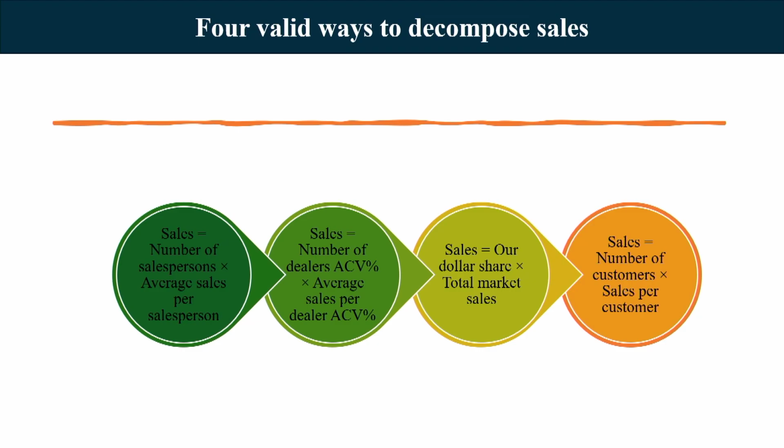Second dimension from which we can look into sales is the intensity of distribution. Number of dealers, ACV, all commodity volume, means the number of dealers who are keeping your product, multiplied by average sales per dealer, all commodity volume, right. So, basically how the dealers are taking your business forward, taking your products to the customers.